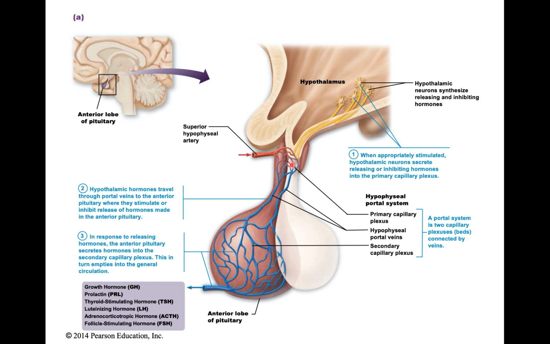Step 2, the hormones from the hypothalamus will travel through this portal vein, that's what this is called, the portal vein, and enter into the second capillary bed. From this capillary bed, the hormone diffuses out and sends the signal to the tissues of the anterior pituitary to make or stop making all of its hormones. So the hormones that we saw on the list for the anterior pituitary.